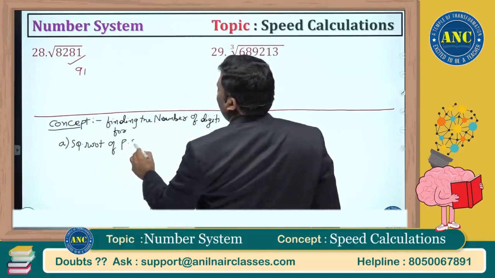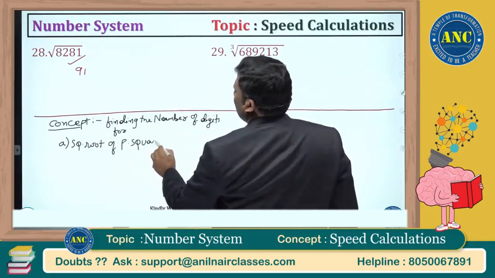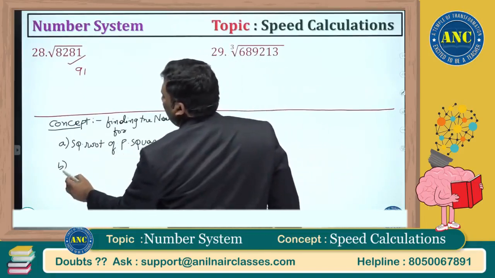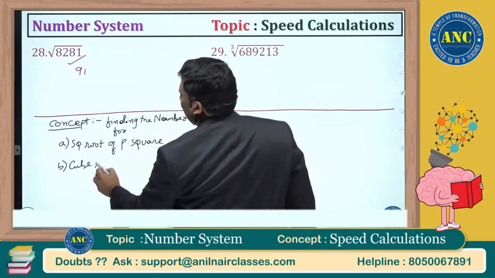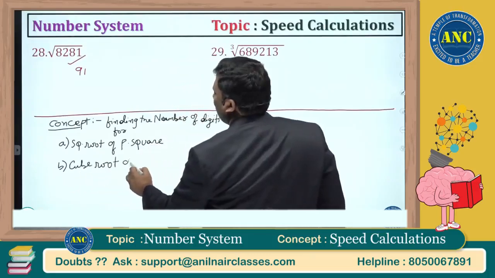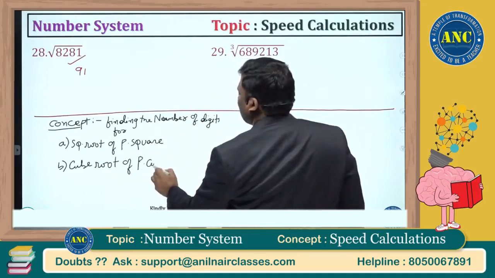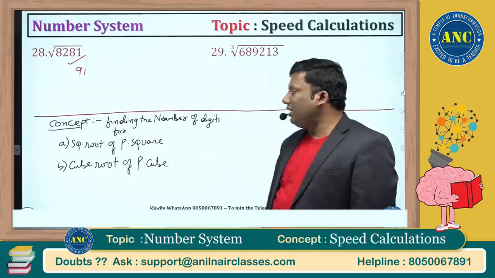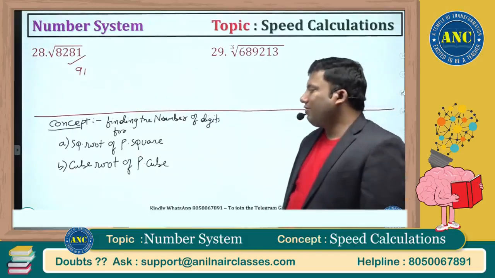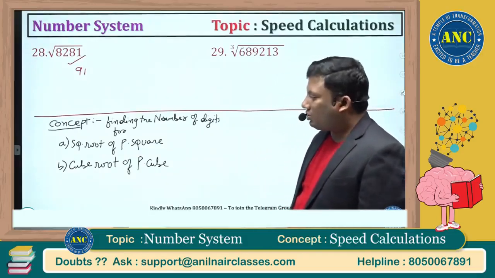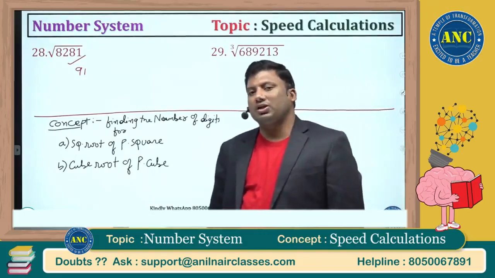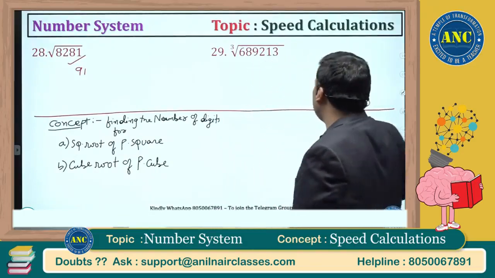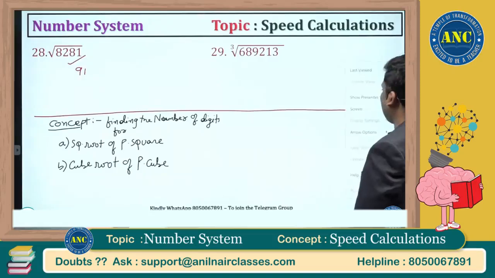Square root of a perfect square. Second one, cube root of a perfect cube. These kinds of questions are also asked in your examinations. How to find the number of digits in the answer for the square root of a perfect square? The second concept is cube root of a perfect cube.